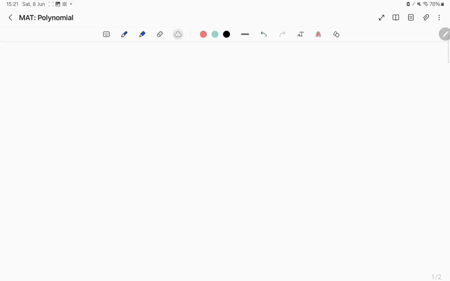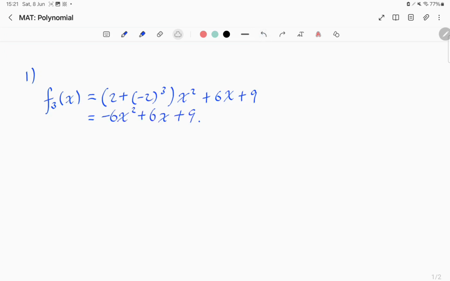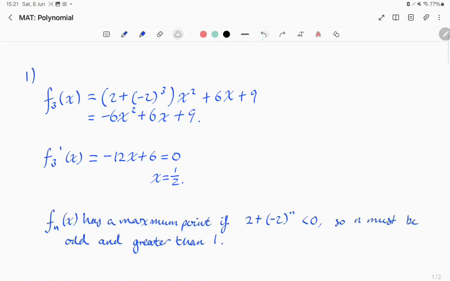So, let's get started with part 1. Firstly, we'll write down f_3(x) by replacing every single occurrence of n with 3. This simplifies down to -6x² + 6x + 9. Now, we want to find the maximum point, so we need f_3'(x), which is the derivative, -12x + 6 = 0. This can be solved to give x = 1/2.